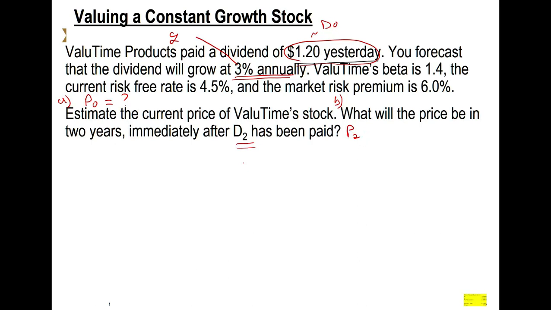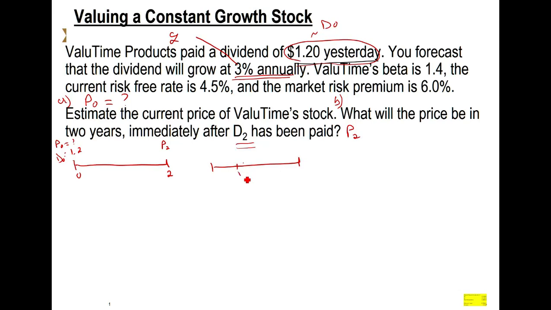If you think of this from a timeline perspective, we know that D sub 0 is 1.2. We also know that we wish to find two things. We need to find the price today, so we are going to be asking for P sub 0, and eventually we're also going to need to find P sub 2. Now, what is P sub 0? Let's again draw a timeline.